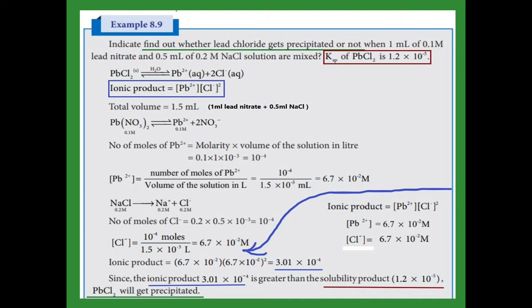Now, the solubility product value given in the problem is 1.2 × 10⁻⁵. Now you compare the values. Here the ionic product value is greater than the solubility product value. Since it is greater, lead chloride is obtained as a precipitate.